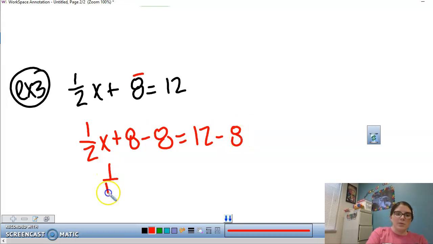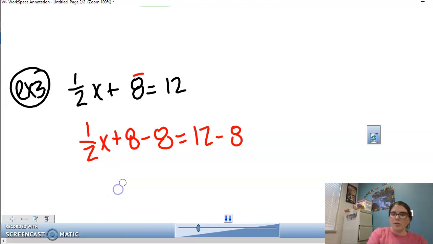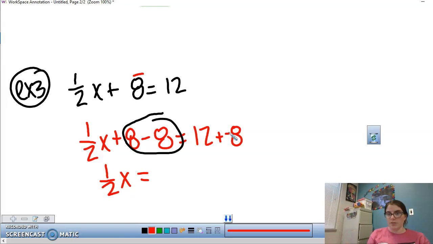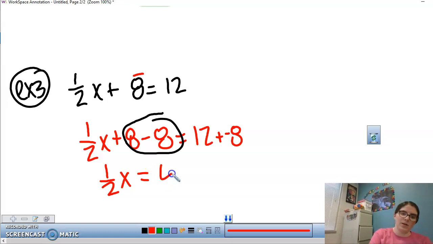So I'm going to have left 1/2, oops, that is not a 2. Let's try that again. 1/2 x, this right here, is going to be 0. So equals 12 minus 8, or I can do 12 plus a negative 8. They're different signs, so I'm going to subtract, and 12 minus 8 is going to give me 4. I know it's going to be positive.